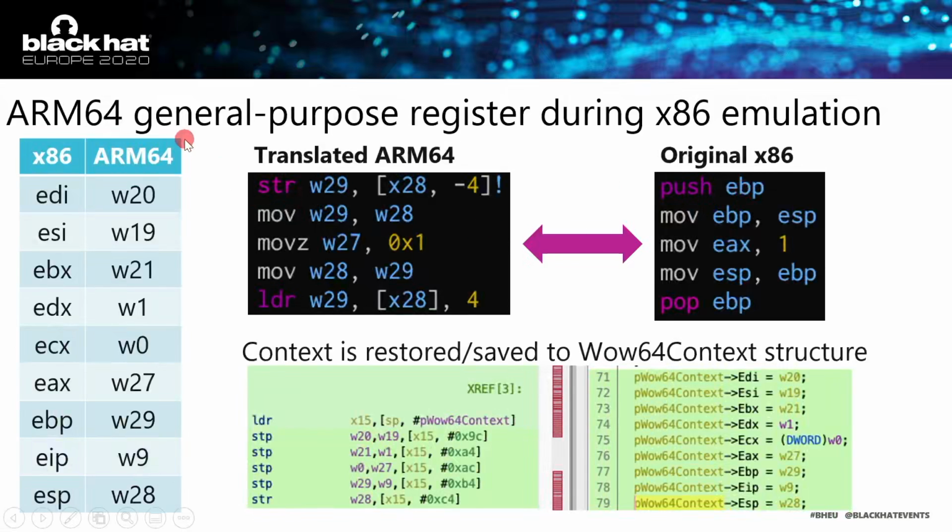I determined this table by reverse engineering the context switching operation of XTAG. As you can see, the EDI register corresponds to W20, and the ESI register corresponds to W19, and so on.